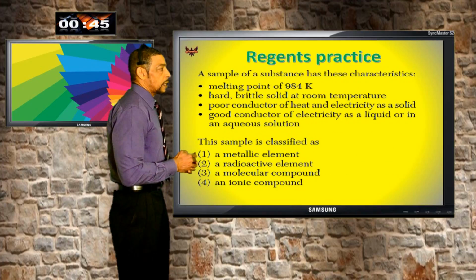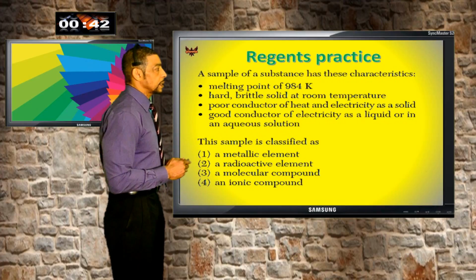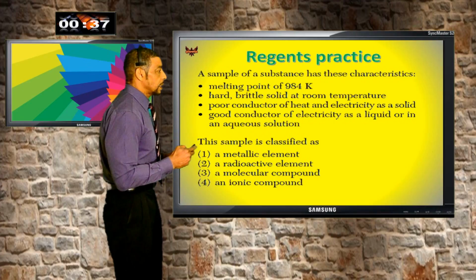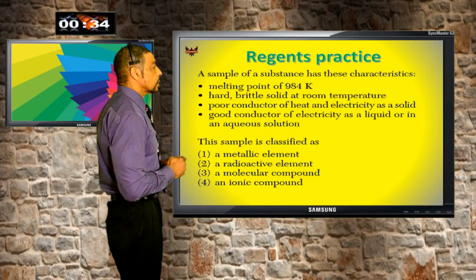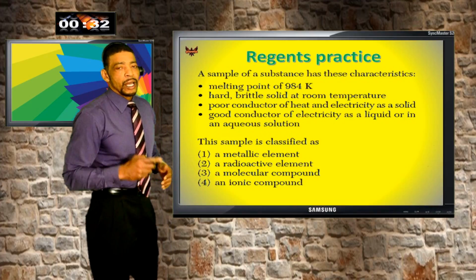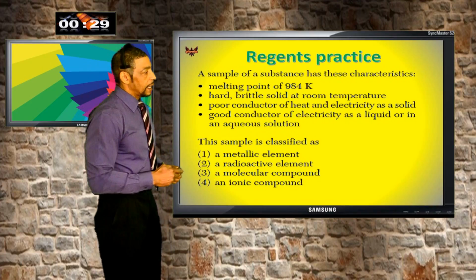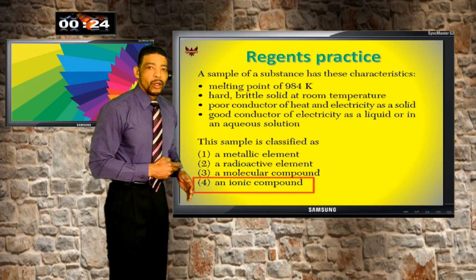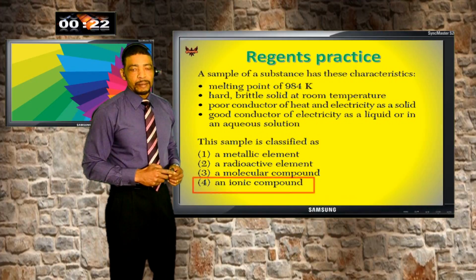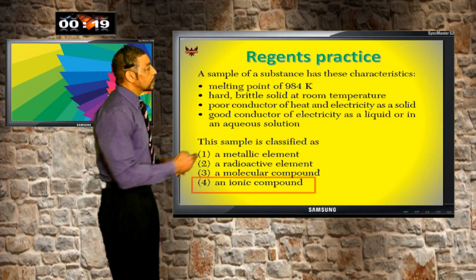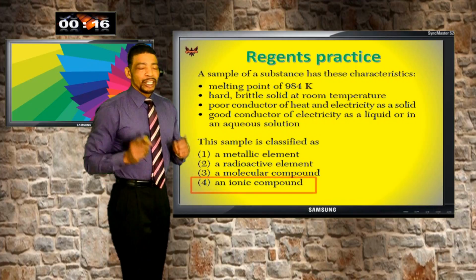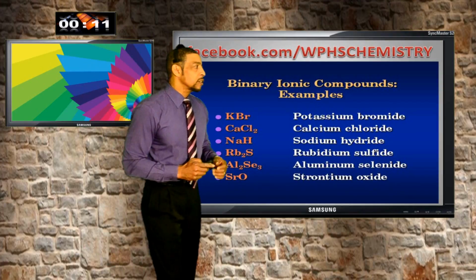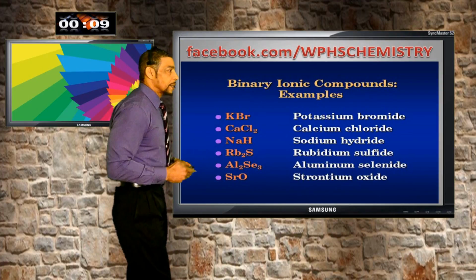A sample of a substance has these characteristics: a high melting point, brittle and hard, poor conductor of heat and electricity as a solid, and a good conductor of electricity as a liquid or an aqueous solution. Well, we just explained that as being an ionic compound. By the way, these questions all come from true Regents examinations. So if you can answer these questions properly, then you've got a good start to doing well on the Regents exam. Okay, this concludes my review of binary ionic compounds.